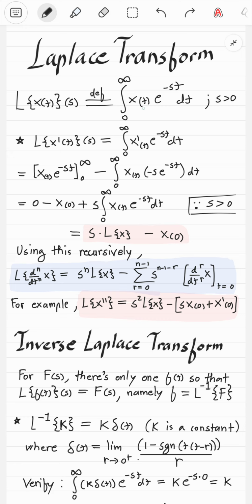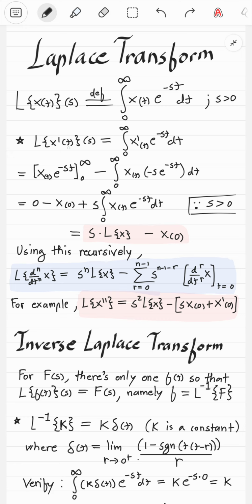So if instead of x of t you had x1 of t plus x2 of t, you could write the Laplace transform of x1 of t plus x2 of t as the Laplace transform of x1 of t plus the Laplace transform of x2 of t, right? That's pretty obvious from the definition itself. Okay.